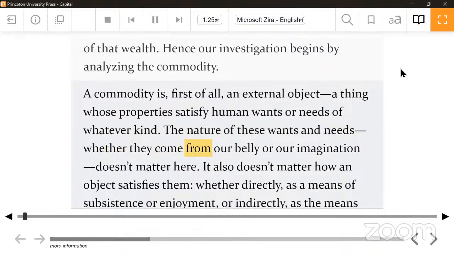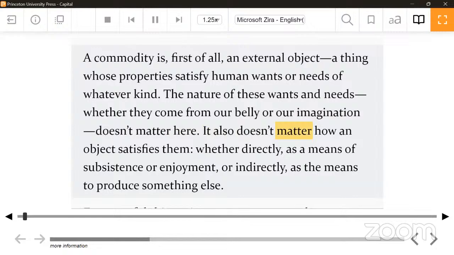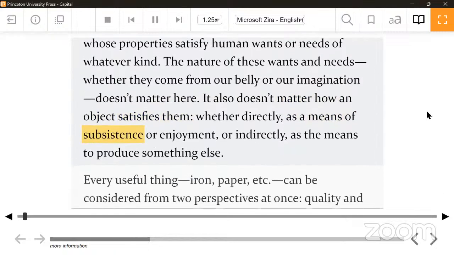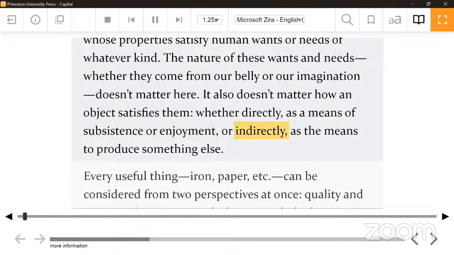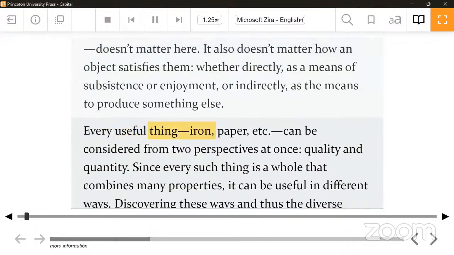It also doesn't matter how an object satisfies them, whether directly, as a means of subsistence or enjoyment, or indirectly, as the means to produce something else.